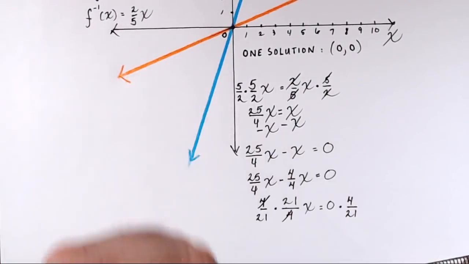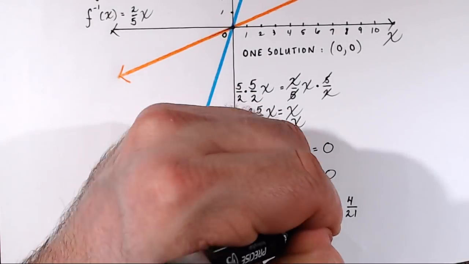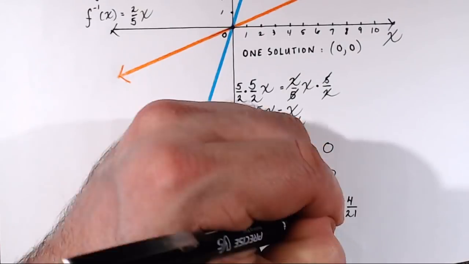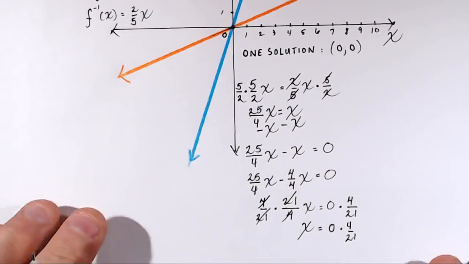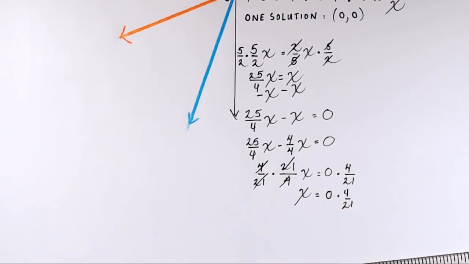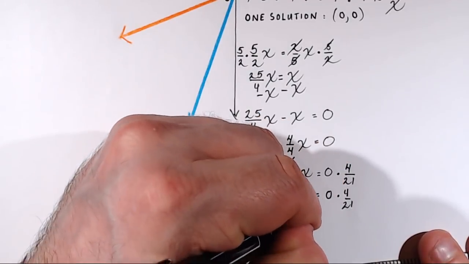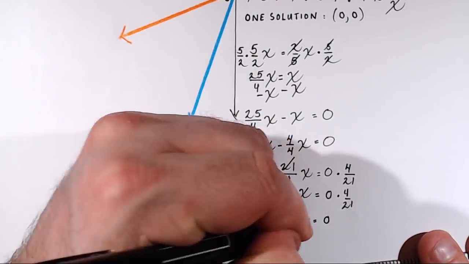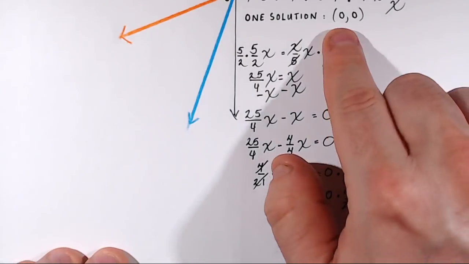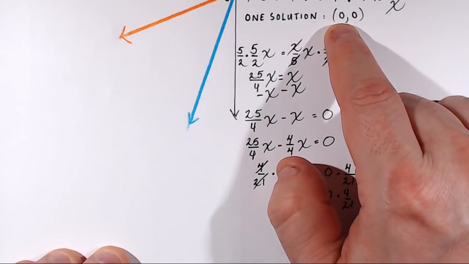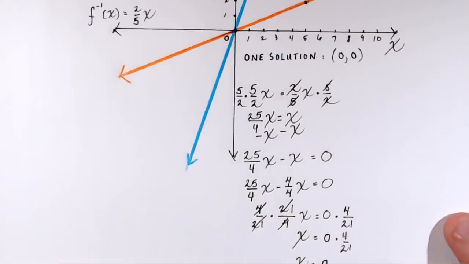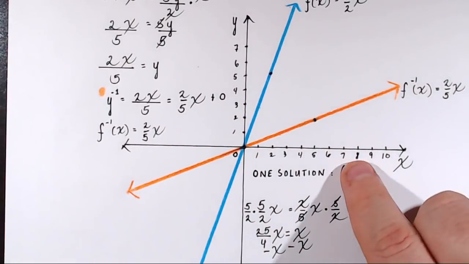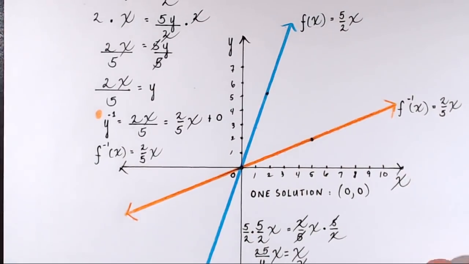And on the left, those 4's cancel out and the 21's cancel out. And I'm left with, on the right, x equals 0 times 4/21. And 0 times 4/21 equals 0, so x equals 0. All that work to find out that x equals 0. Now we know the x term of our solution. To find out what the y term is, I have to plug in our x term of 0 into either of the equations. They'll work for both.